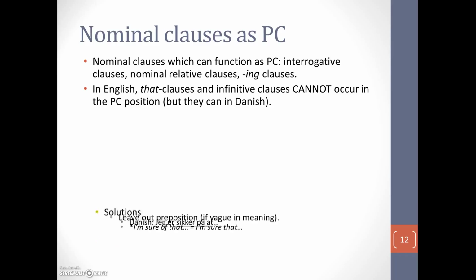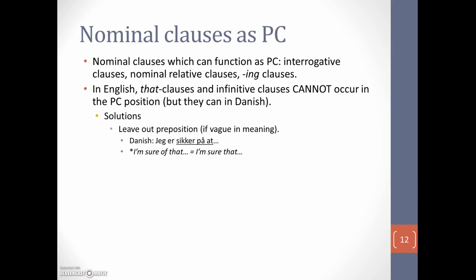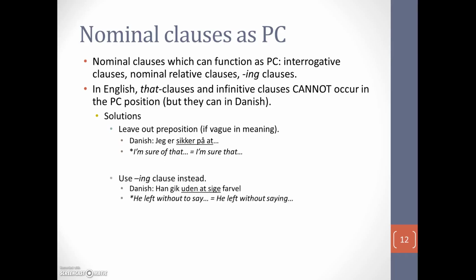So obviously we have some solutions to solve that problem. You can just leave out the preposition. If the preposition is vague in meaning, that's probably okay. So you could just say, I'm sure that. You don't have to say, I'm sure of that. You can say I'm sure of something, but you cannot have this of, which is a preposition followed by that. So you can leave it out.